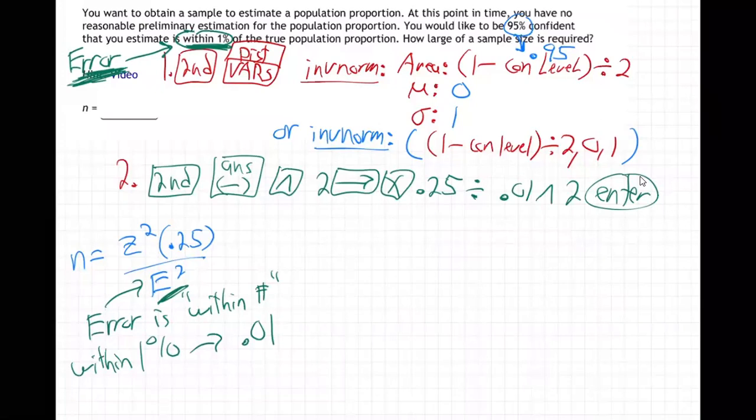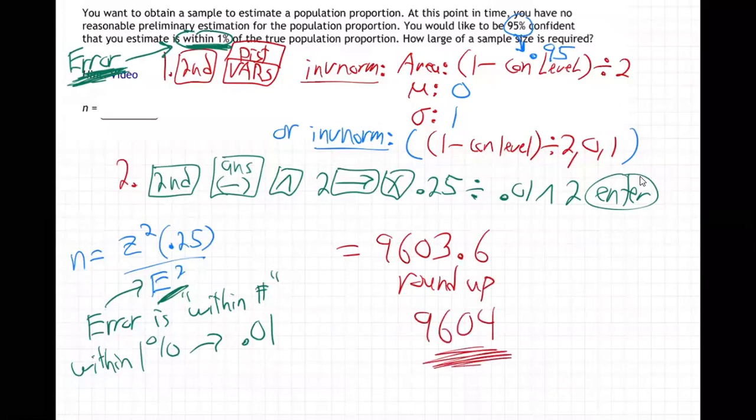And I'm getting an answer of 9603.6. But then remember, you have to round up. Even if that was 0.1, I would round up because talking to more people is always better. That means in the sample, they should talk to 9,604 people. That will be enough people to give them the accuracy they need to get the results they want in this study.